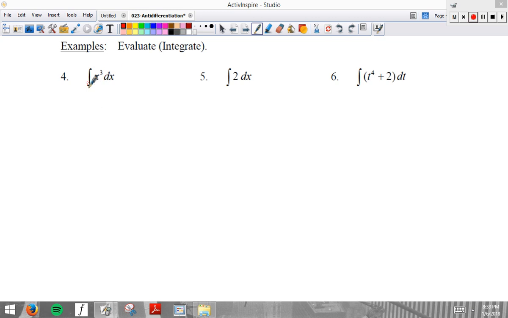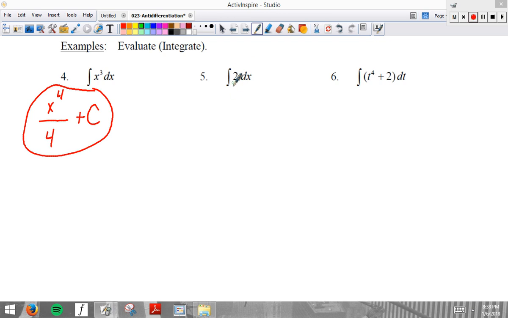So, we want to anti-differentiate x cubed. We're going to follow the power rule. The power rule says take the x, add 1 to the power, 1 plus 3 is 4. Usually around this time this year, I say if you can add 1 to any number, you're good to go. Divide by the new power. Don't forget the plus c. You're done. You just did your first integral.